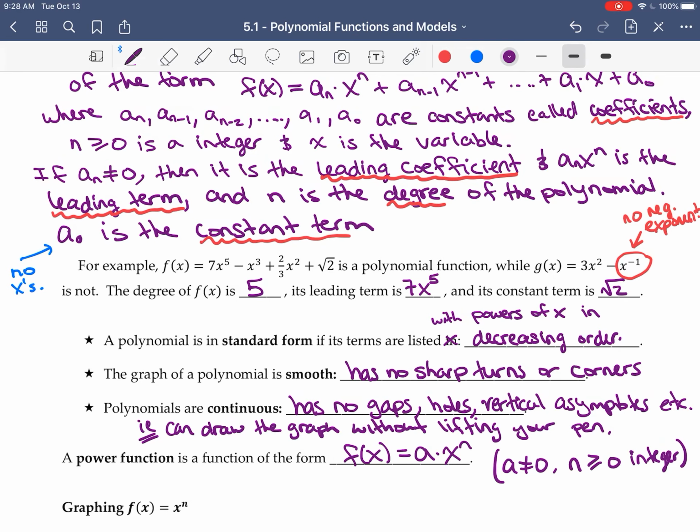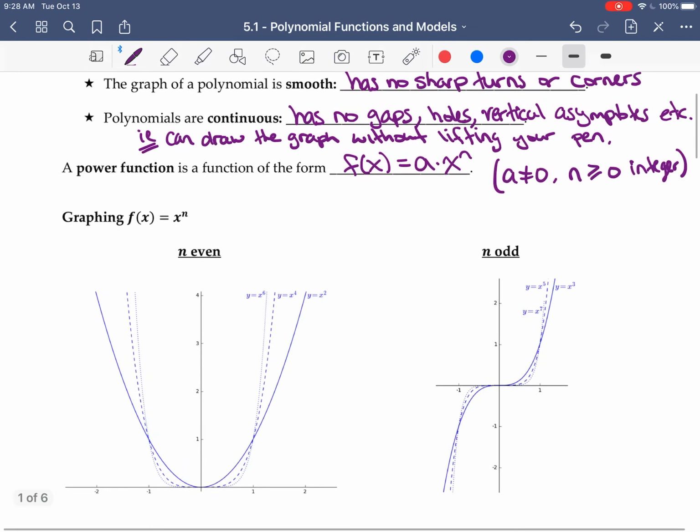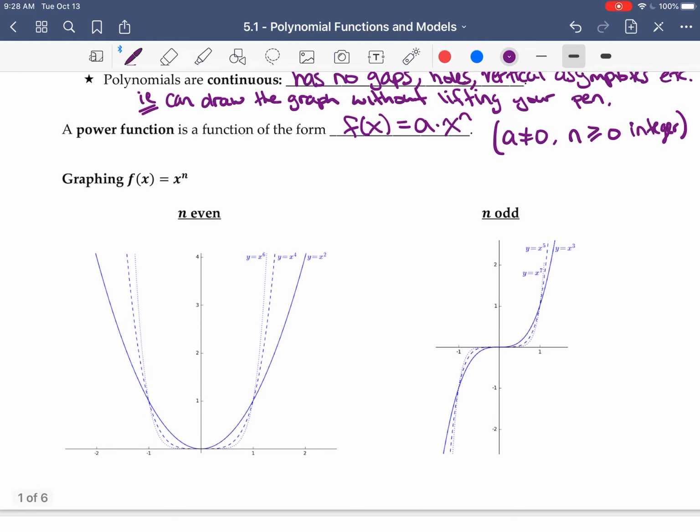Now when we graph these things, they have specific shapes, depending on if your power is even or odd. This is the same even if there's an a. This is using a equals 1, but it doesn't matter because a would just vertically stretch it, so the shape would be basically the same. Here they've drawn you the first 3 power functions.